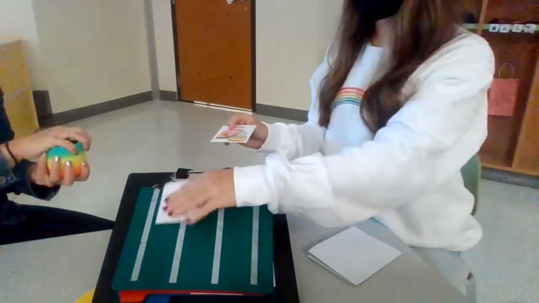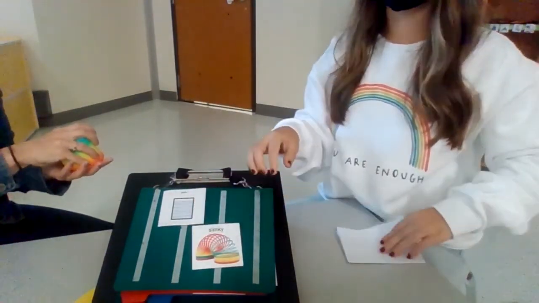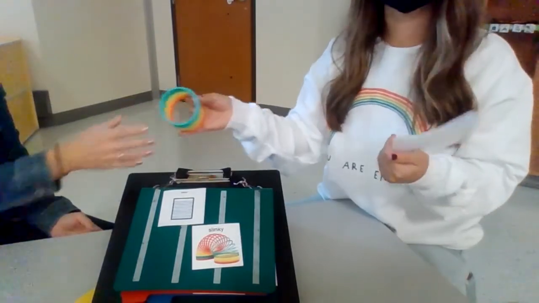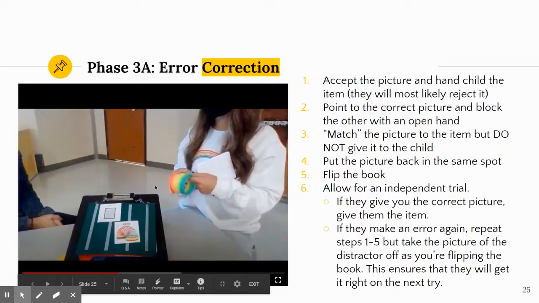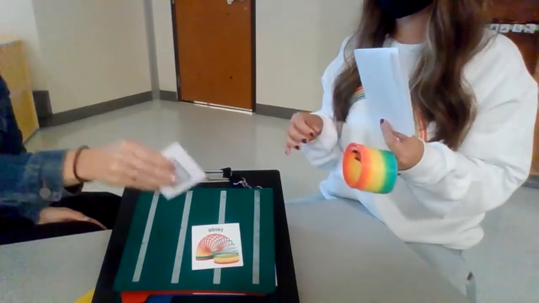And then I'm gonna move where the pictures are located on the book just to make sure that she knows which picture is which and not just, oh, I always pick the picture on the left. So that's just demonstrating a trial where the child got it correct. And now we're going to talk about the error correction. So if she gives me the paper, we're going to do an error correction.